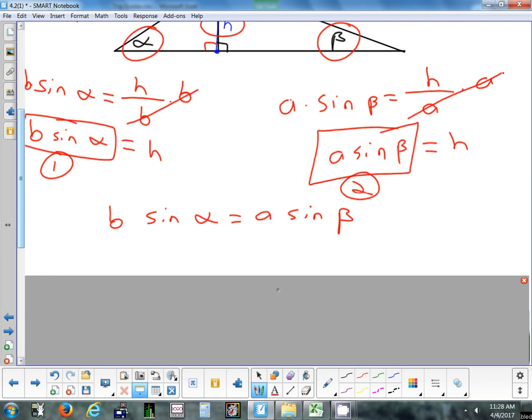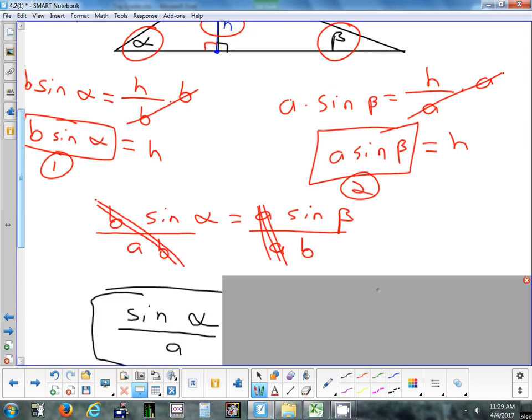They just move something to the other side to make it look a little nicer. How would you move B over to the other side so it's with beta? I would divide by B. And how would you move A to the left side so it can be over with alpha? By A. So if you divide each side by AB, on the left side you have sine of alpha over A, and on the right side you have sine of beta over B. And that's how you write the law of sines.